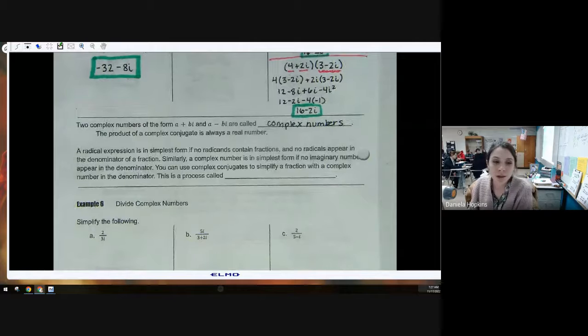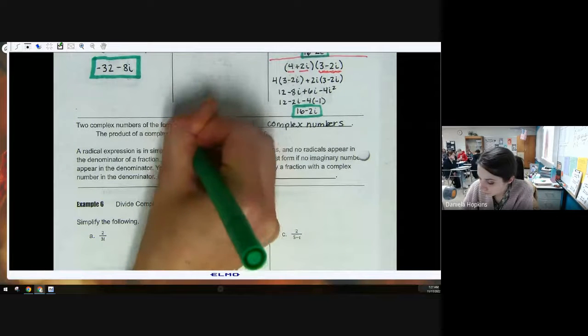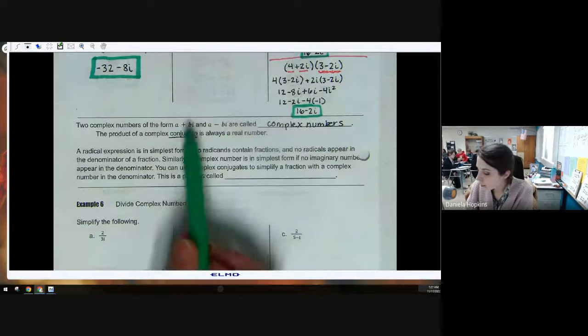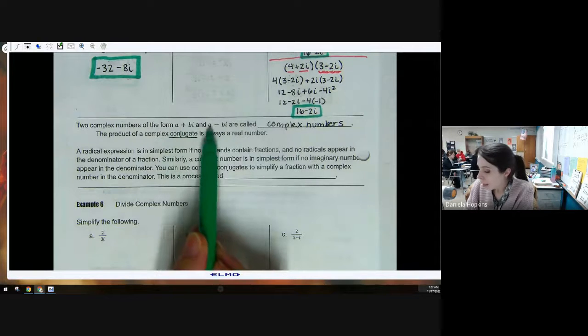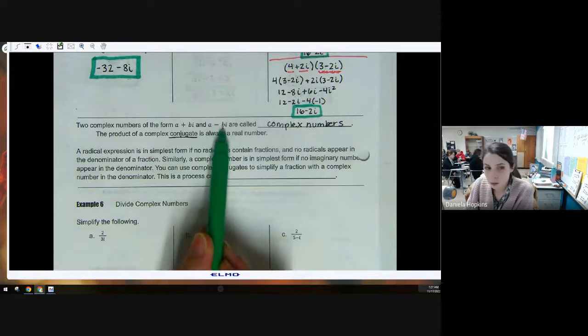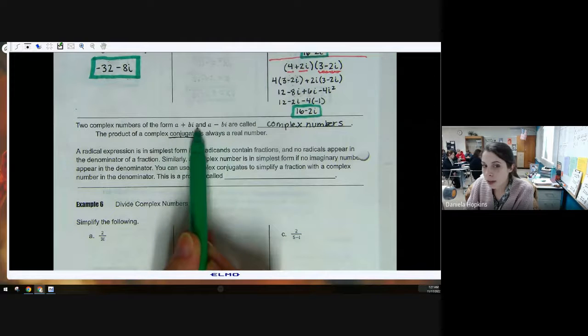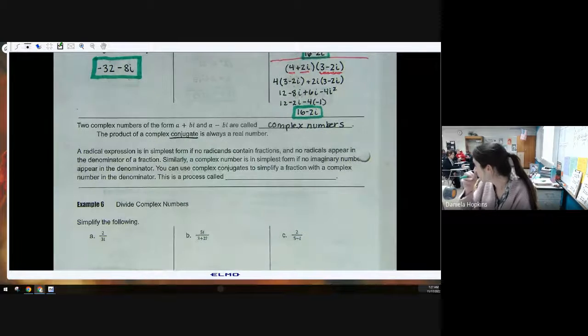So the product of a complex conjugate is always a real number. So this word we might be unfamiliar with, but say a and b are the same number. So say a is 2 and b is 3. If this was 2 minus 3i and this was 2 plus 3i, those two are conjugates. They are opposites of each other, and that's how we are going to cancel out an i part in the denominator.